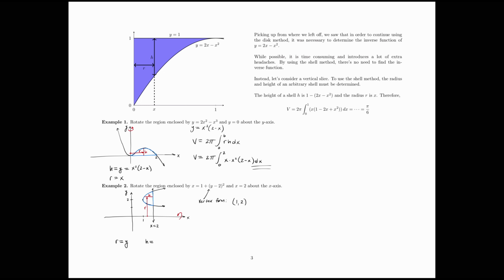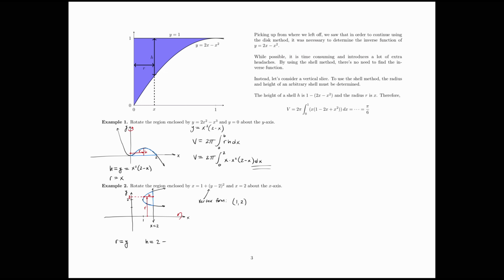So height. The height in this case would be the x value at the right end, so 2, minus the x value at this end here. Well, we're thinking about drawing this at some representative y value. So this is just some y value we're at, and we want to know what is the x value at this left endpoint. What's the x value here?